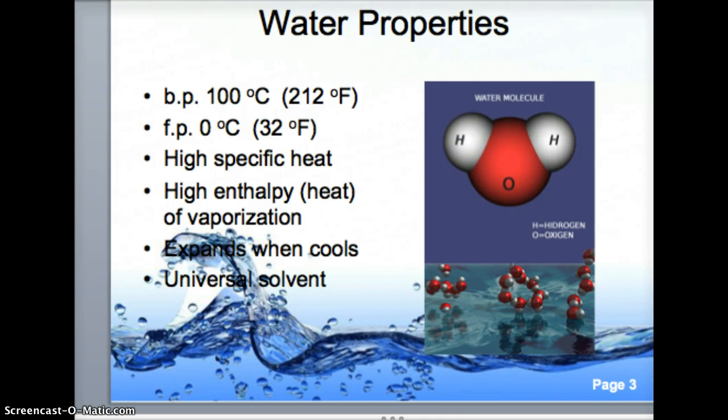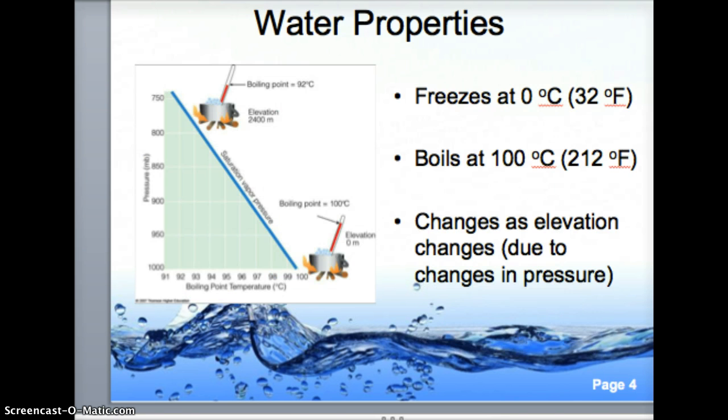BP here stands for boiling point. 100 degrees Celsius or 212 degrees Fahrenheit. The freezing point of water is 0 degrees Celsius, 32 Fahrenheit. It has a high specific heat, a high heat of vaporization, expands when it cools, and it's a universal solvent. Those are just a quick summary. We're going to get into more detail on each one of those.